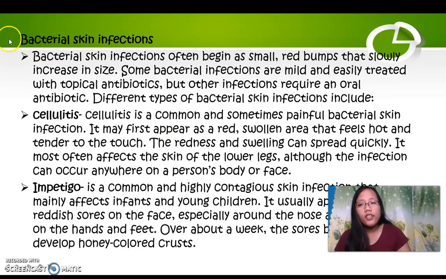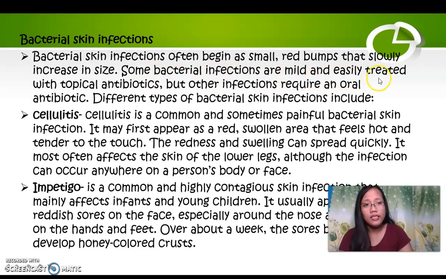We have here the first common skin infections. We have the bacterial skin infections. Bacterial skin infections often begin as small, red bumps that slowly increase in size. Some bacterial infections are mild and easily treated with topical antibiotics, but other infections require an oral antibiotic.